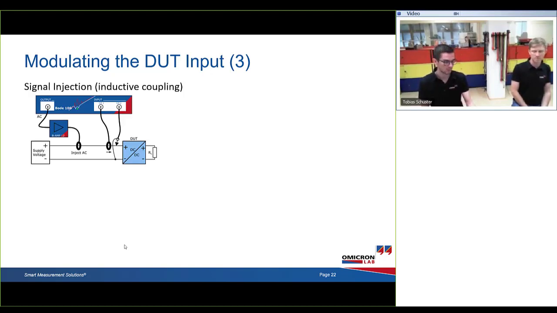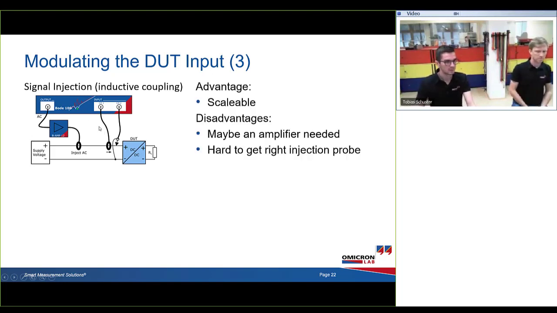Then additionally you can use inductive coupling. So you have a transformer at the output, plus the amplifier and current and voltage probe. This one is also scalable, exactly the same as for the capacitive coupling. The disadvantage is the same: you most likely need an amplifier, and it is hard to get the right injection probe. In a later picture we'll see one that we made ourselves, but I think it's not that easy to find and buy one which really fits the needs.